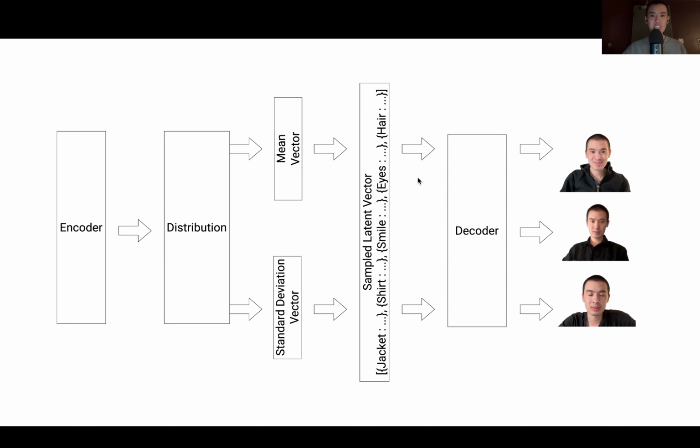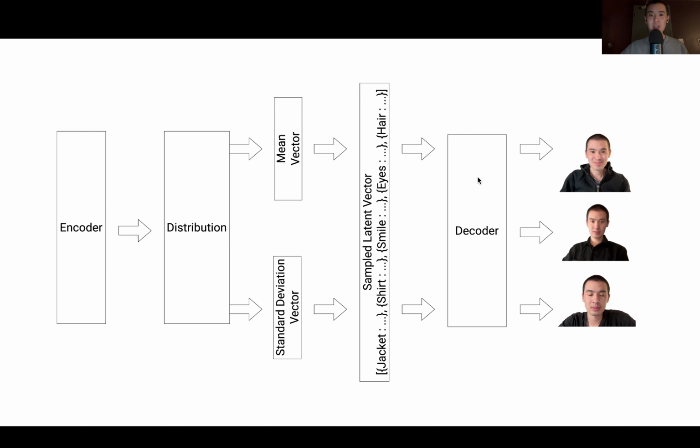Here is our VAE or variational autoencoder in action. We have an encoder that gives out a distribution. We'll have a mean vector and a standard deviation vector to represent that distribution. From there, we get our sampled latent vector that the decoder uses to generate new images that have never been seen before.